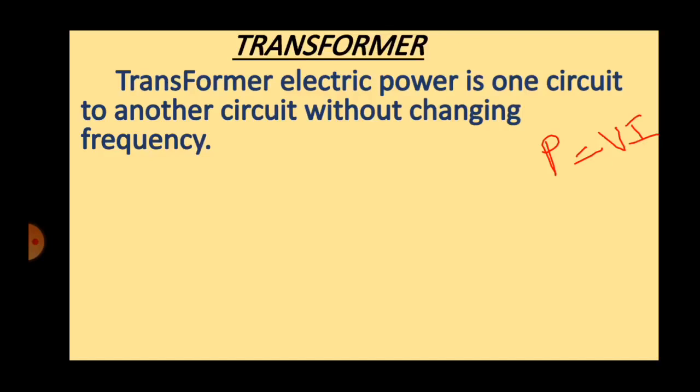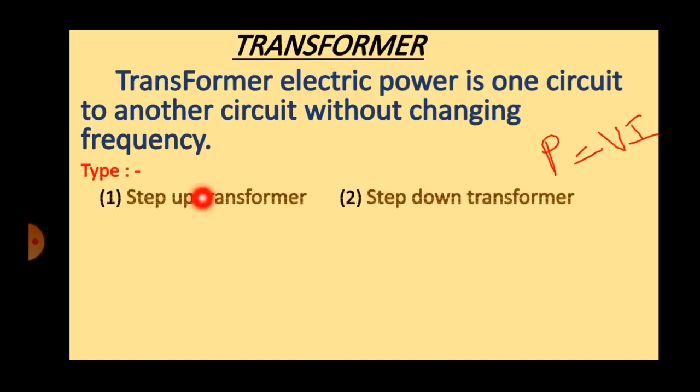So students, listen carefully. Some applied alternating voltage through the electric circuit either increases or decreases, and correspondingly the alternating current is changing, either decreasing or increasing. There are two types of transformer: one is the step up transformer, the second one is the step down transformer.